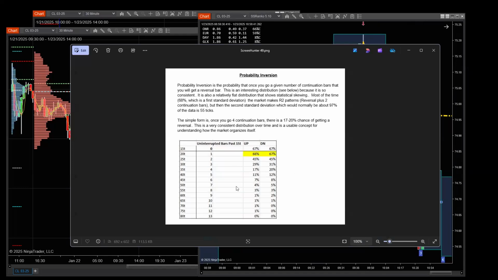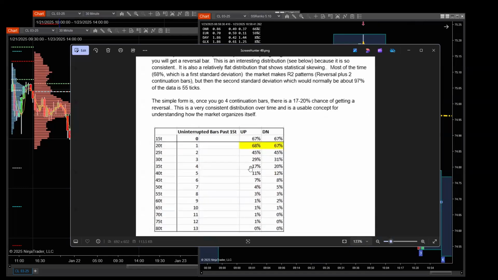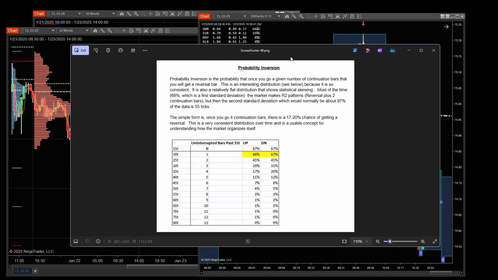If you're watching the video, you can take a screenshot of it. This is at the basis of what we call market mapping, just looking at how the market distributes itself so you get a baseline. What I found really fascinating when I did it was just how perfectly distributed it is up and down over huge amounts of data, that the market just keeps playing these scripts over and over again. I called this probability inversion. Hopefully that's useful to you.